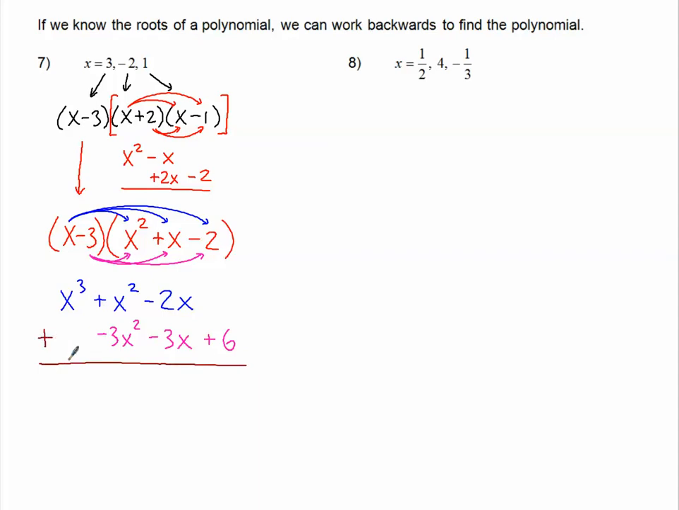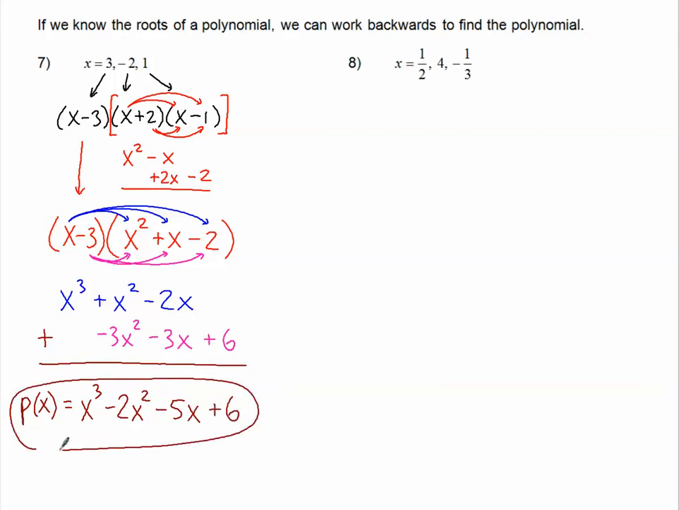And let's give a good name for this function. Let's call it p of x. We haven't used p of x in a while. So we've got the x cubed. X squared minus 3x squared gives me negative 2x squared. Negative 2x, take away 3 more, is negative 5x. And then, of course, plus 6. And that is the polynomial that would have these three roots.